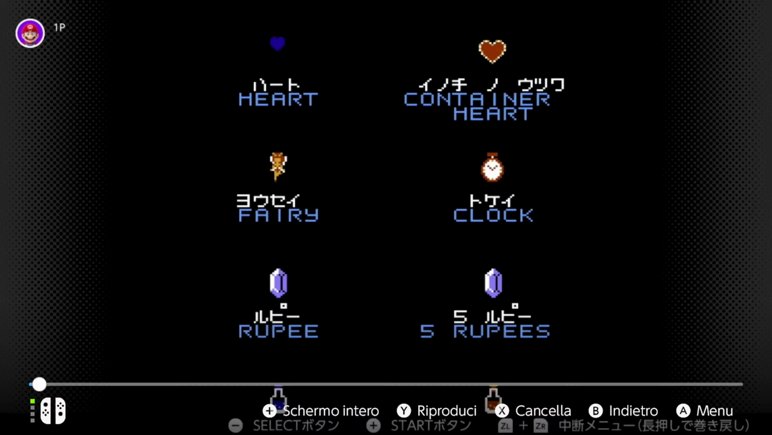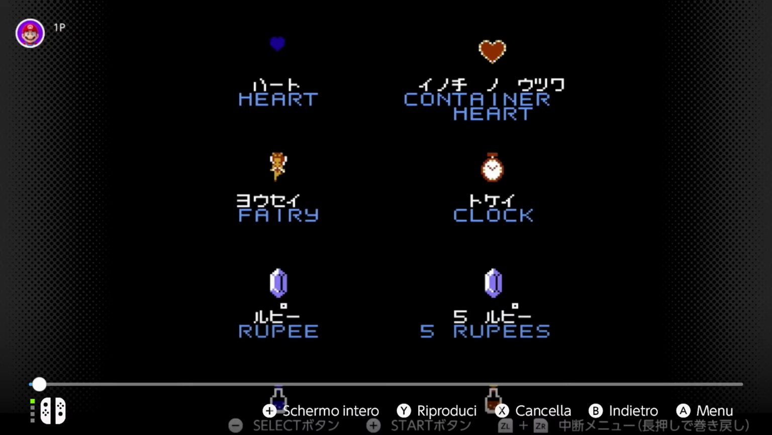Let's see it here. Container hard in English here, while in Japanese it's inochi no utsuwa. Literally, container of life. Inochi means life. Pretty sure it's an accented word, but of course, never hurts to check. Yep, inochi, accented on the first one.